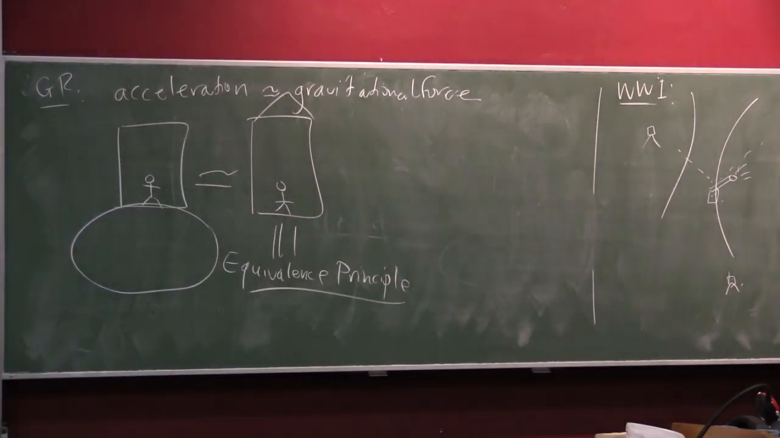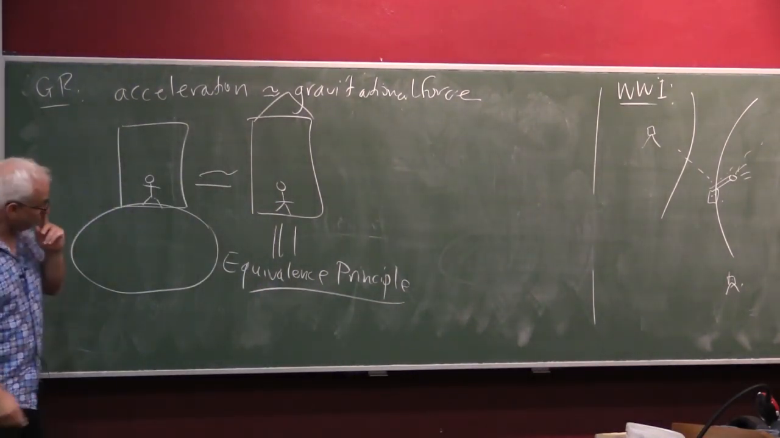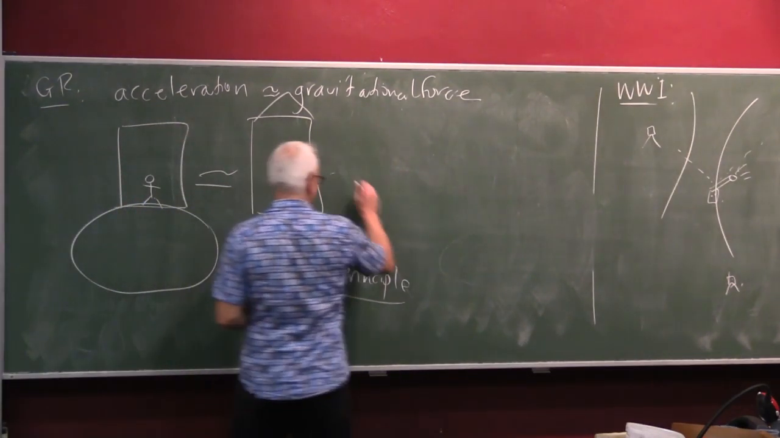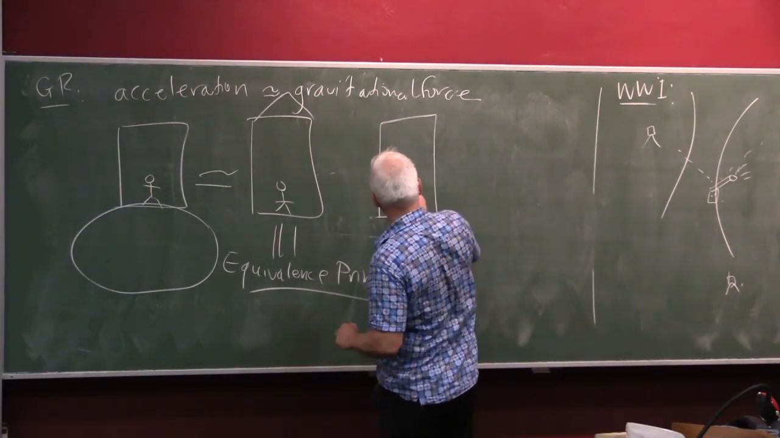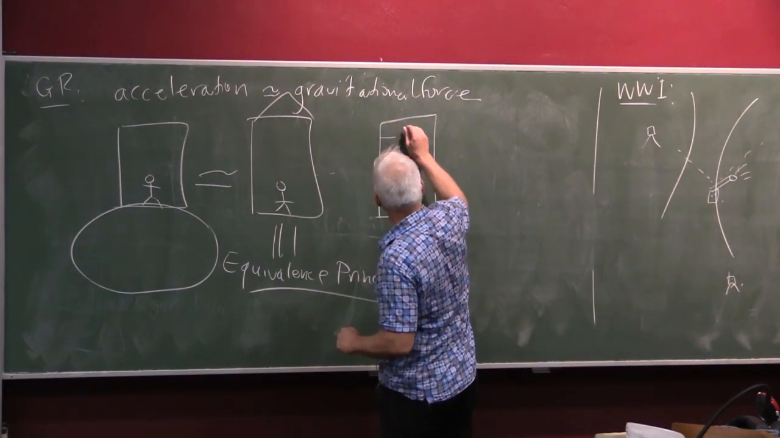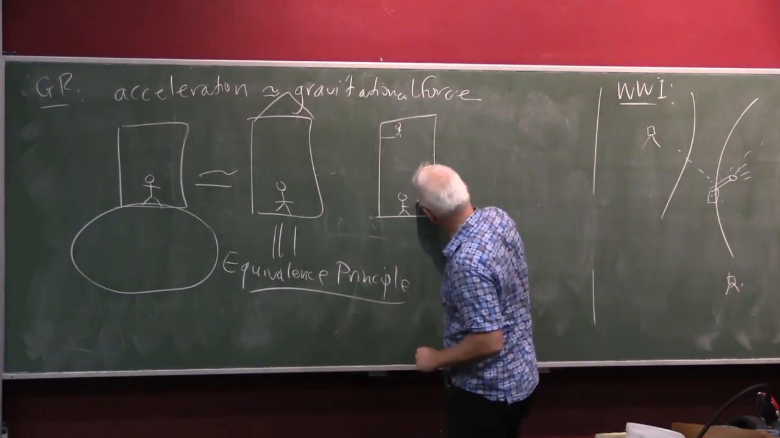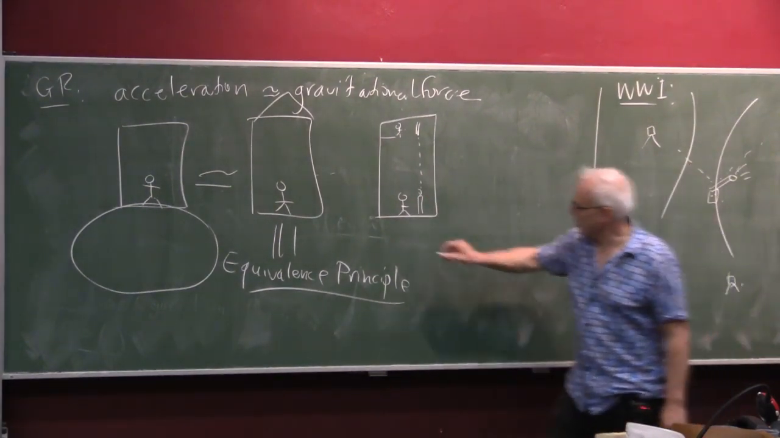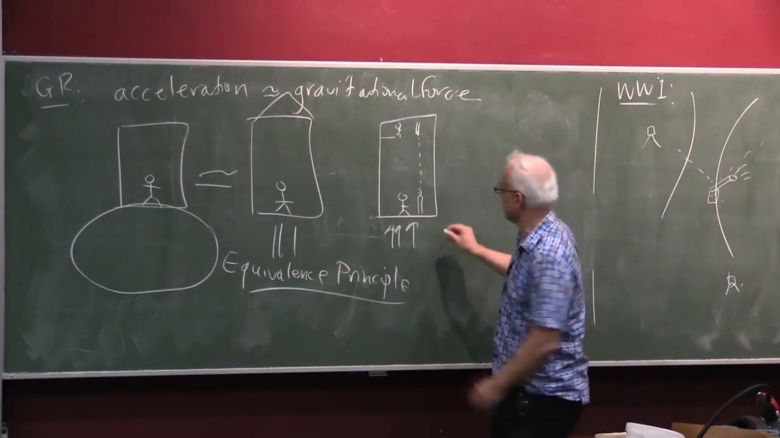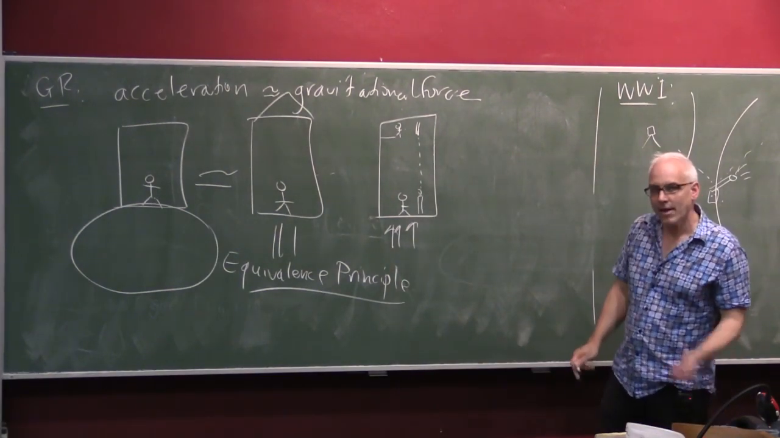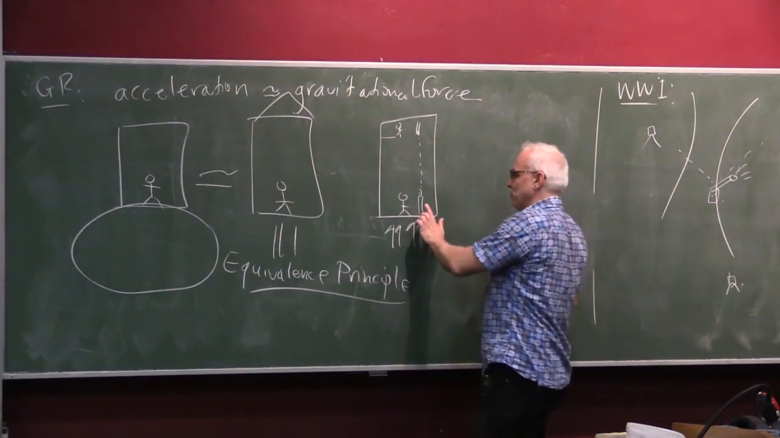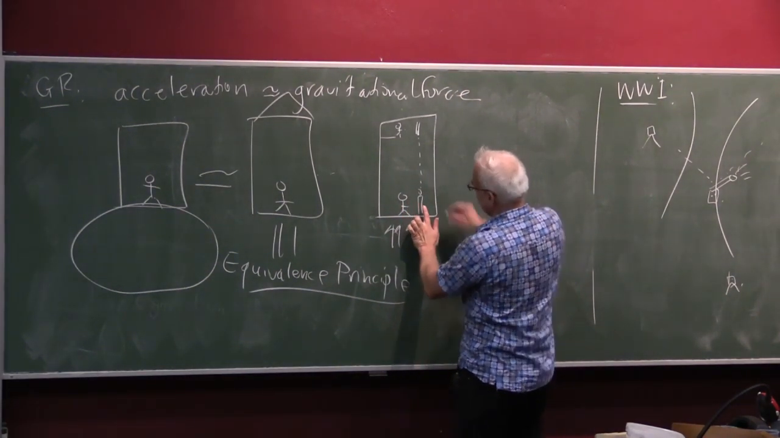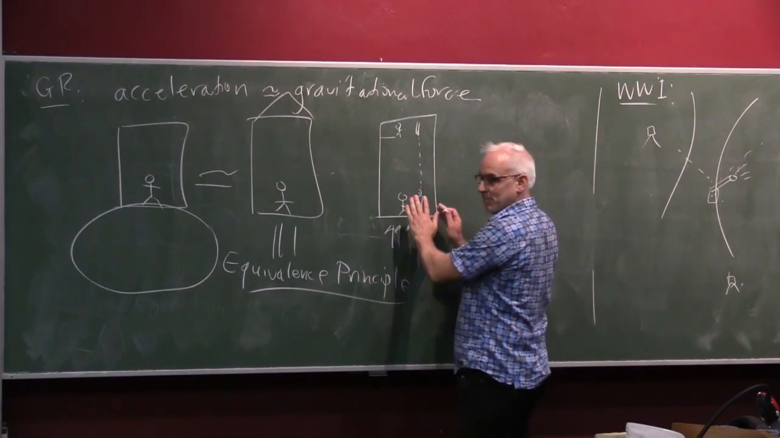So one of the consequences of this is the following: if you were in a rocket ship, let's take this rocket ship, and let's suppose that you have yourself down here, and your friend is up here on some ledge, and you're both shining light at each other. And you're in this rocket ship, which is being accelerated this way. Think about what happens to these two beams of light. So the first one, the first beam of light, the ship is actually being accelerated.